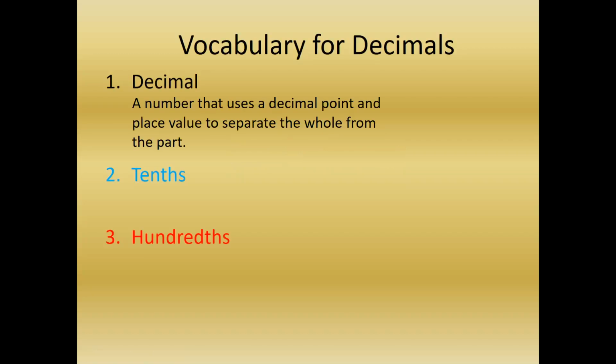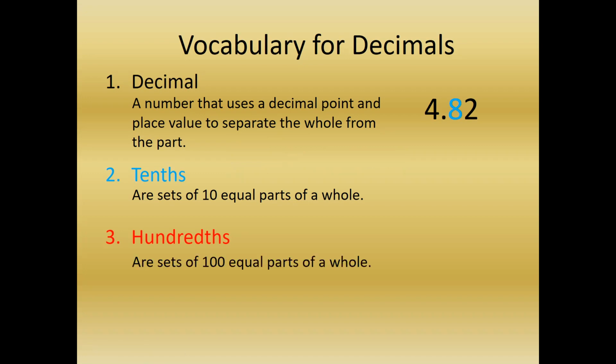So we have decimals, a number that uses a decimal point and place value to separate the whole from the part. So 4 and 82 hundredths is a decimal. Tenths are sets of 10 equal parts of a whole. So the 8 in 4 and 82 hundredths is the tenths. And hundredths are sets of 100 equal parts of a whole. So 82 from the 4 and 82 hundredths are the hundredths.